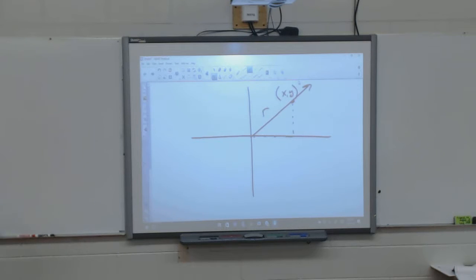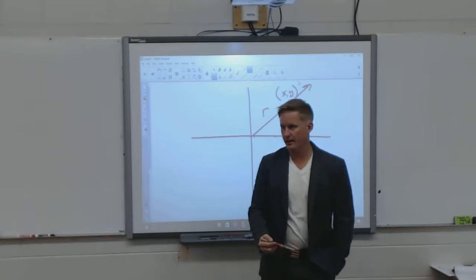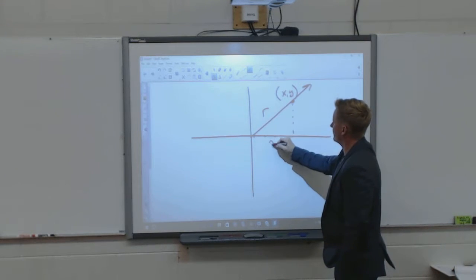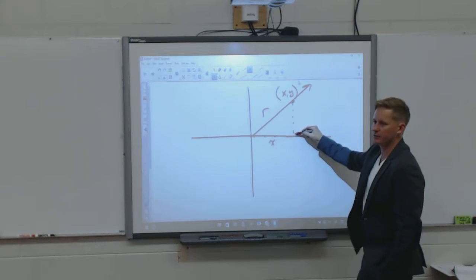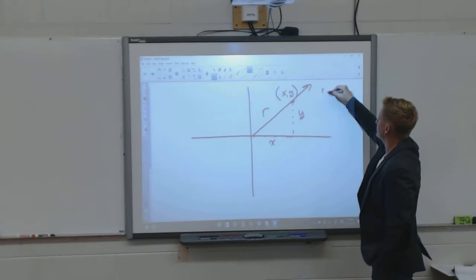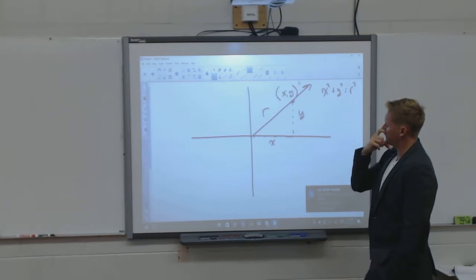Alright, so how do I find r? A squared plus b squared equals c squared. Exactly, right? So when I look at this the way it's set up, if x and y is here, that's x, because that's the distance this way, and this is y, the distance up. So you've got x squared plus y squared is equal to r squared. Fair enough?